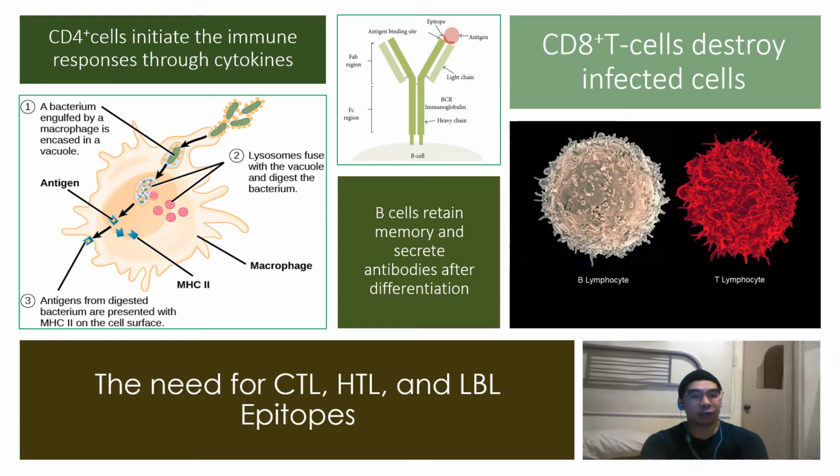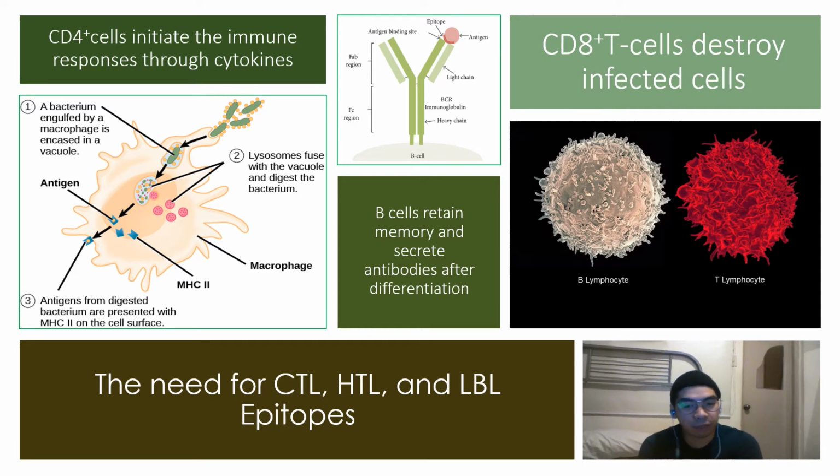In this study, three types of epitopes are going to be the bulk of the vaccine. CTL stands for cytotoxic T lymphocytes. Their job is to induce apoptosis, which means cell death, of the infected cells. HTL, on the other hand, helper T lymphocytes, initiate the adaptive immunity by releasing cytokines after activation. This leads to differentiation of B lymphocytes and other effector cells.